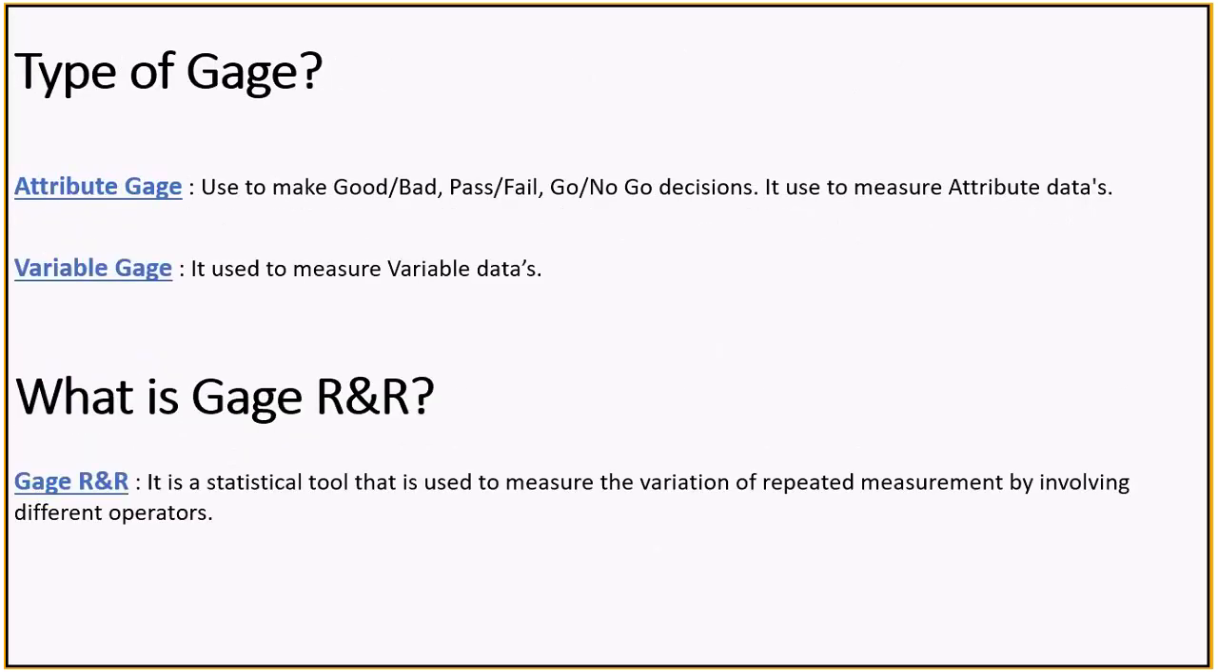So let's move on. Type of gauge. There are two types of gauge. One is called variable gauge and the other one is attribute gauge. Today we will talk about attribute gauge. Attribute gauge means where we talk about good or bad.